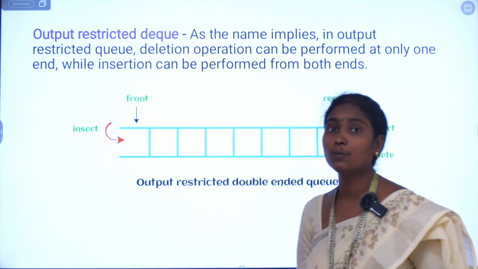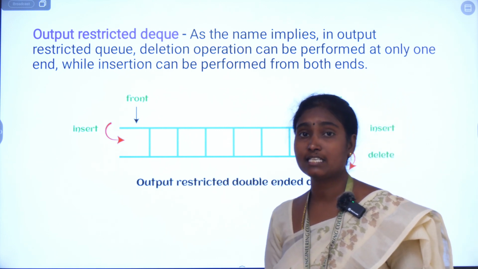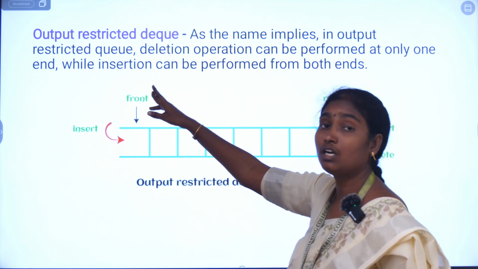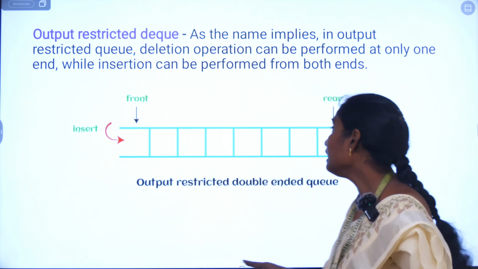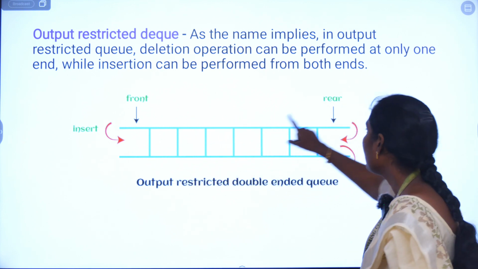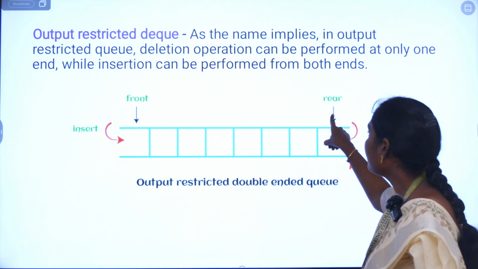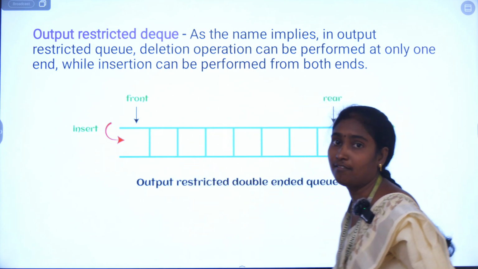Next one is output restricted DQ. As the name implies, you can understand that you have some restriction on your output. It means insertion you can perform at both ends, but deletion you have to perform at only one end. It may be the rear end or it may be the front end.